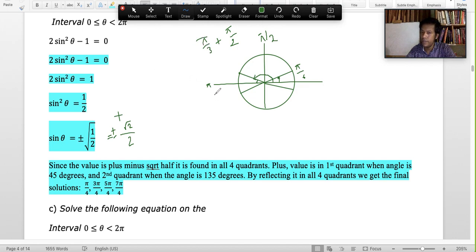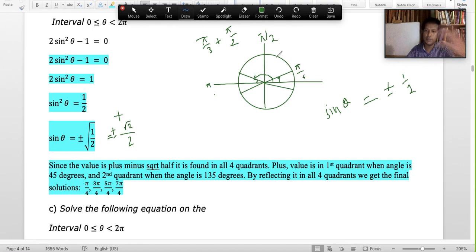Let me erase. What can I erase first? Let me erase everything. That's better. This is not a mistake. This calculation is for half. If it is only half, plus minus half, suppose you get sin theta equals plus minus half, then this will be the calculation process.